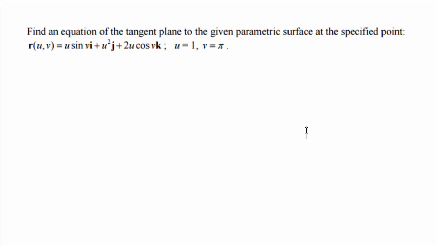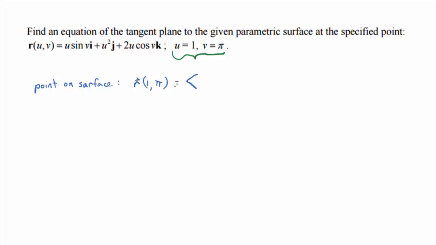tangent plane, right? So the point where that plane touches the surface is the point of tangency, and it's going to be the point on the surface generated by the values of the parameter u equals 1 and v equals pi. The point of tangency on the surface is going to be given by r of 1 pi. I'm going to write it in component form to emphasize that it really is a point. We're thinking not of the arrow, but of the tip of the arrow here.